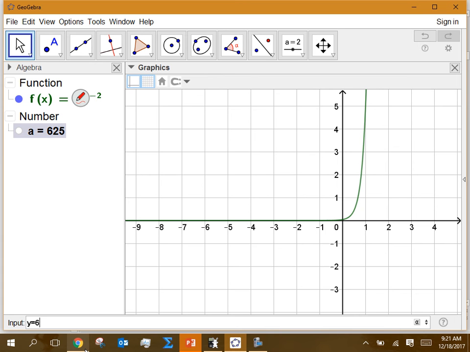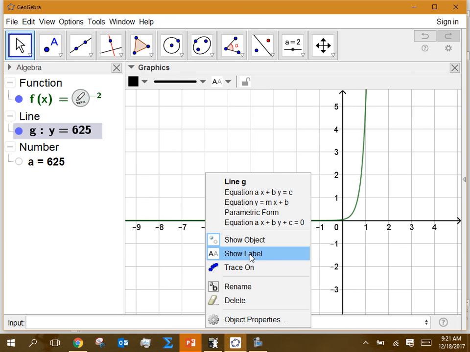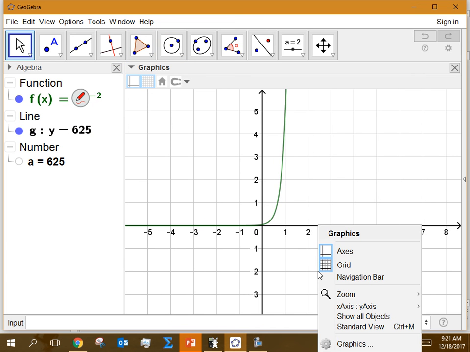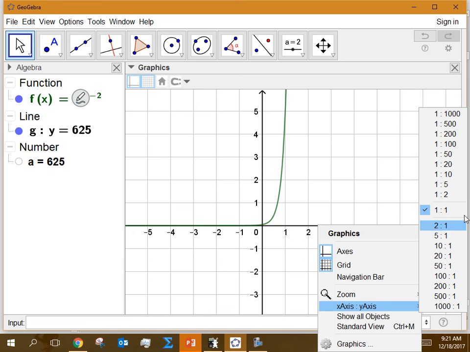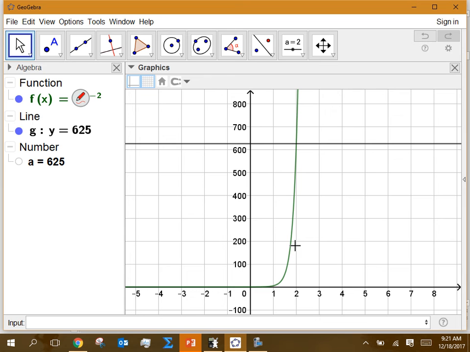Y equals 625. Get that line there. Okay, now I'm going to have to adjust my window here. Let's go y-axis. Okay, do those two things intersect at x being 2? Does that make sense, everyone? You can do that on your TI-84 as well.